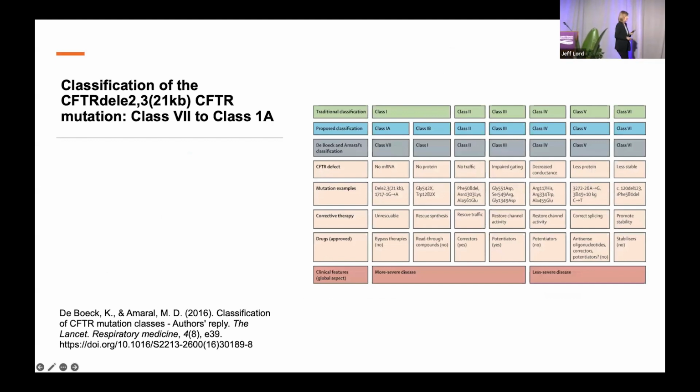There is also some confusion in the literature, and I wanted to point that out. In this particular classification scheme, what you see here, the deletion 2,3, with 21 kilobases missing, was actually classified as a class 7 mutation, and then it was reclassified again because of the messenger RNA. Although it says here unrescuable, I think there is still some portion that may be available to rescue.